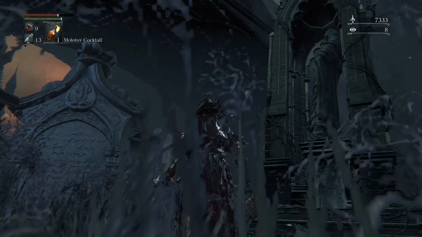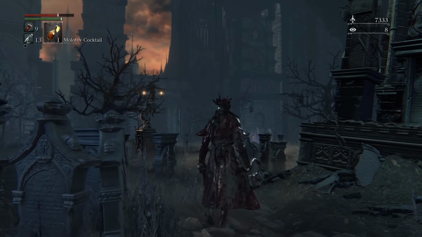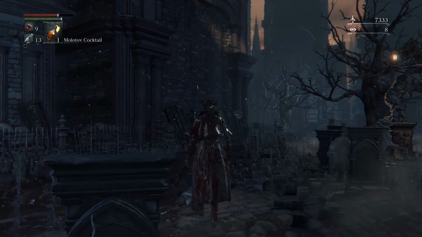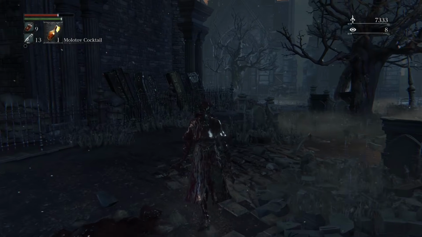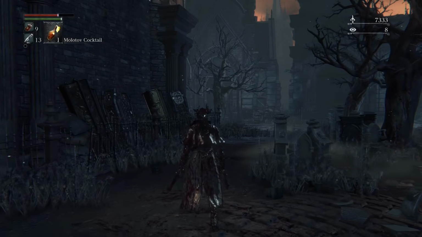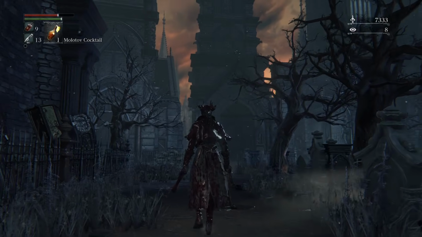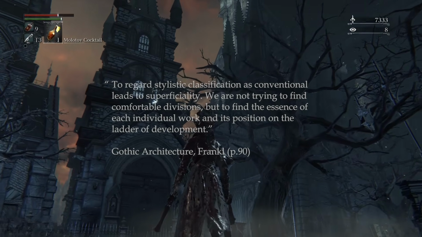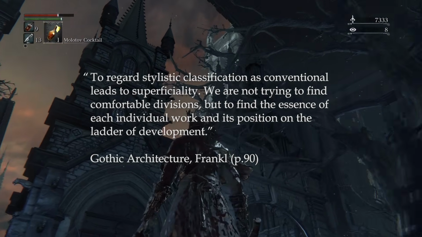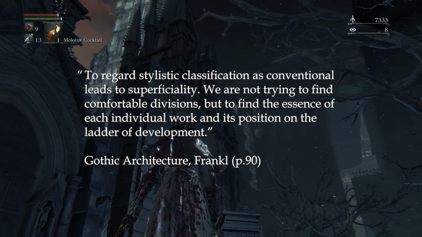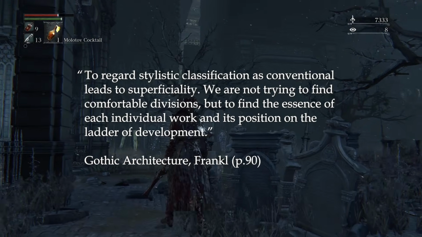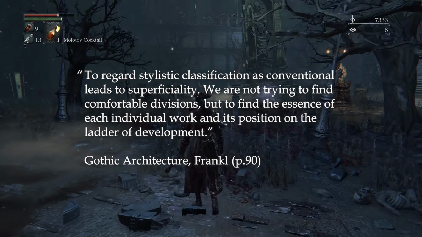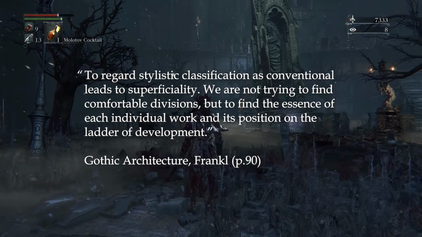Talking about architectural style as either prioritizing form or function is always a false dichotomy. Builders of anything achieve new imagery by working within their means to serve a human purpose, or as Frankl put it, to regard stylistic classification as conventional leads to superficiality. We are not trying to find comfortable divisions, but to find the essence of each individual work and its position on the ladder of development.